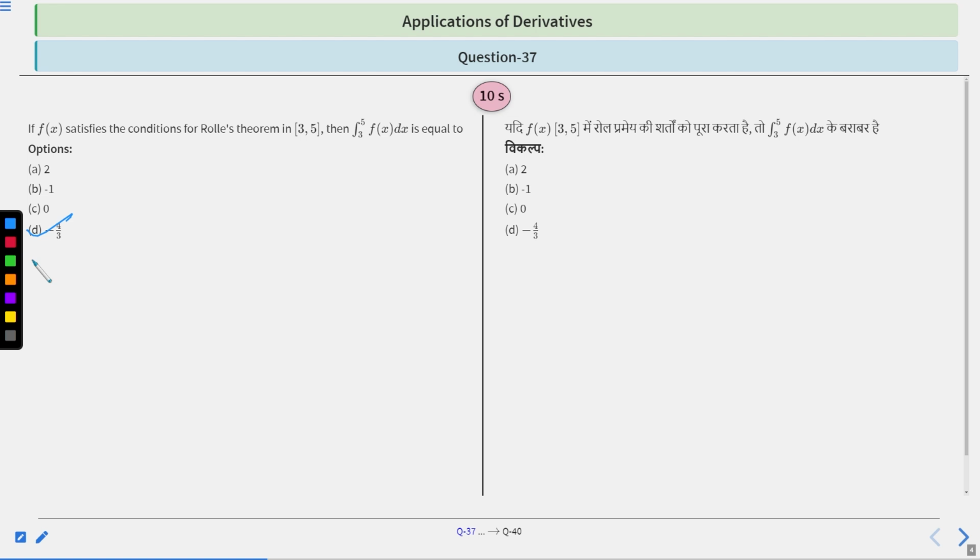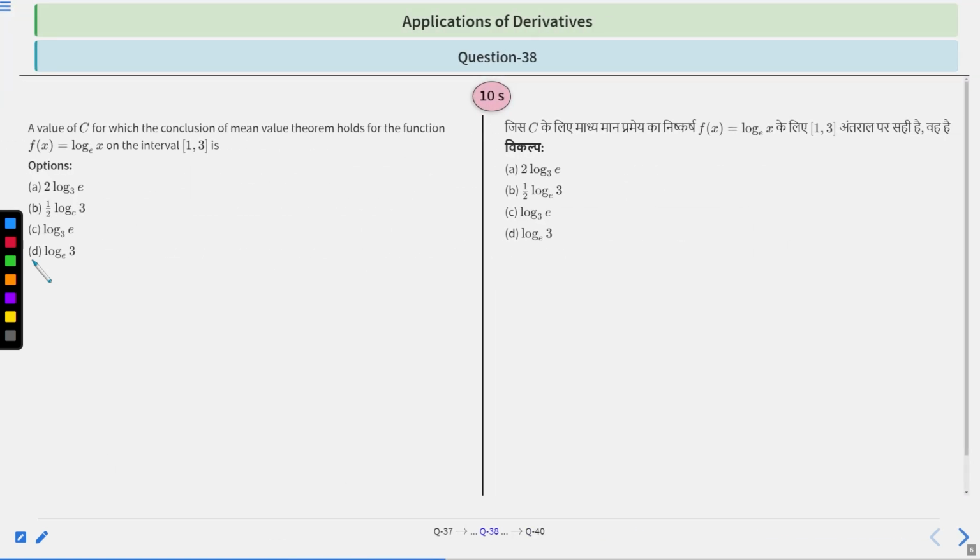Okay, let's move to the next question. Question number 38, which says: find a value of c for which the conclusion of the mean value theorem holds for the function f(x) equal to log_e x on the interval 1 to 3. Clear? Again, it has been asked the value of c. So the hint of this question is that since f(x) equal to log_e x is satisfying the conditions of the mean value theorem, right?